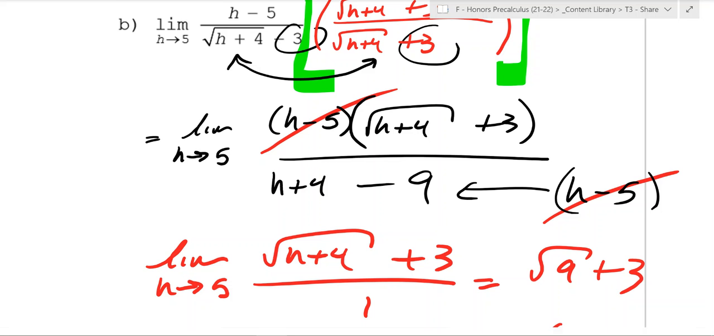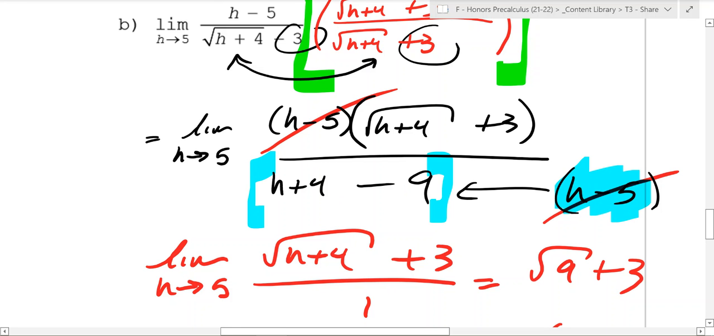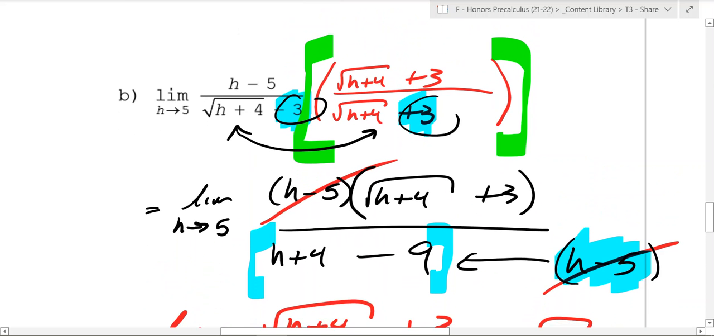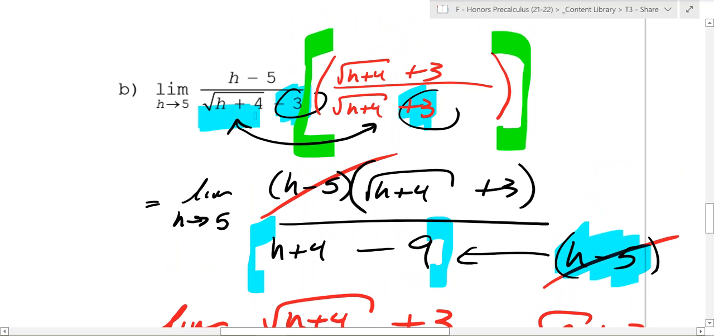So the cool thing here is that this denominator right here turns into h minus 5, because the plus 3 and the minus 3 being multiplied by the square root of h plus 4 cancel the middle terms out. It's a cool maneuver, but this is rationalizing the denominator. So when you see a denominator like this, where there's a square root in the denominator, think to yourself, I might need to rationalize it by multiplying by a form of just 1.